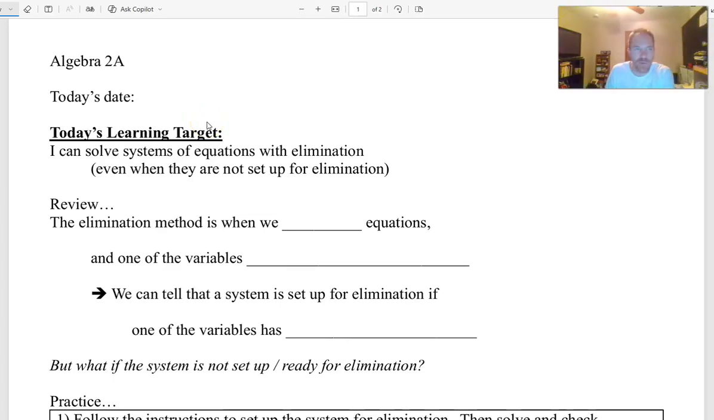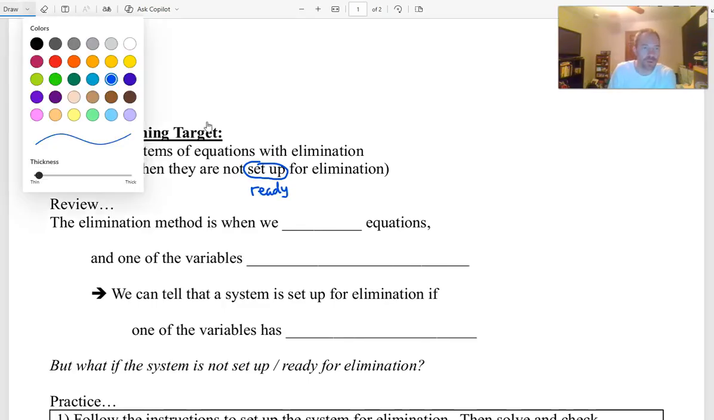Welcome Algebra 2A folks. This is going to be a video for a lesson, and the learning target for this lesson says I can solve systems of equations with elimination even when they are not set up for elimination. When I say they're not set up for elimination, I mean they are not ready for elimination.